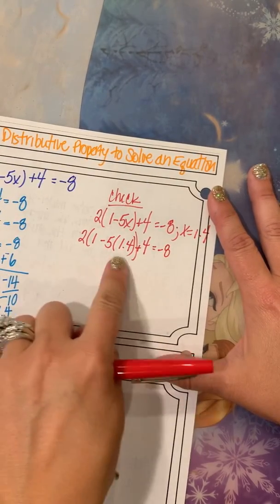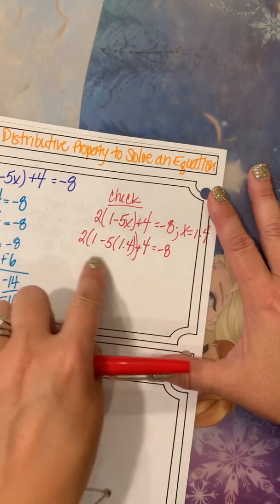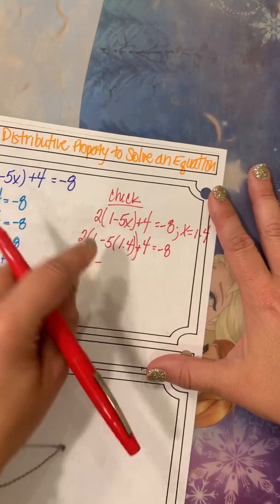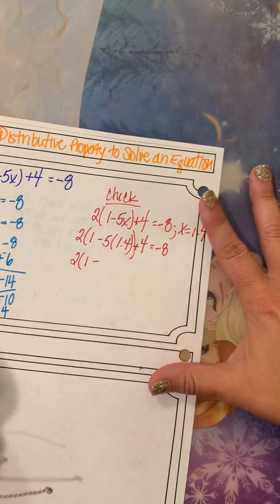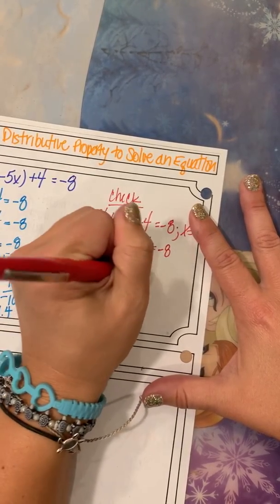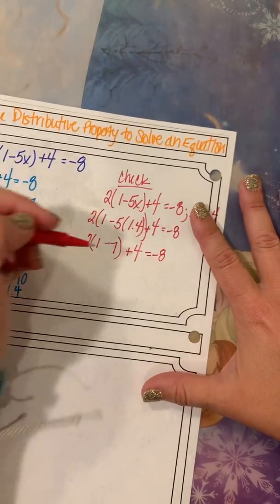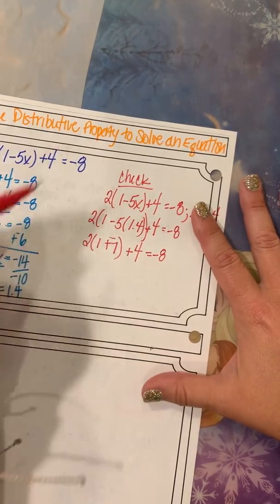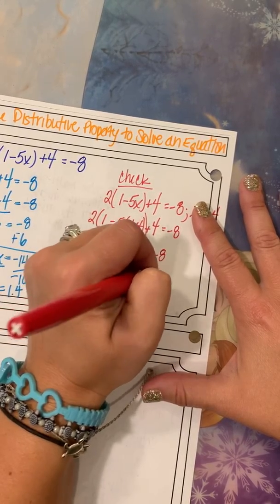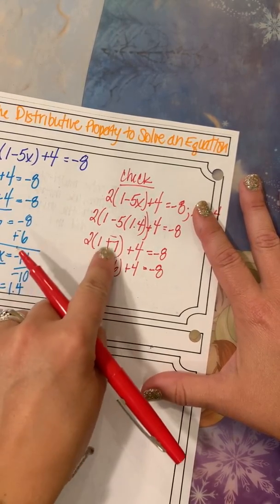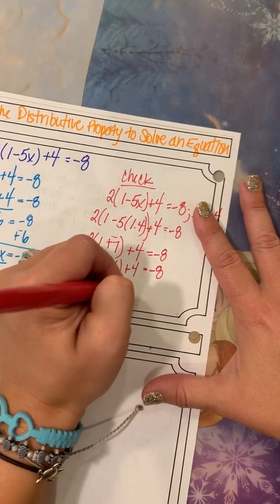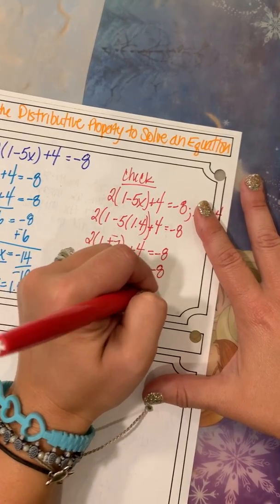So I have to do what's in my parentheses first. Within the parentheses, I have to do this multiplication first. So I'm going to bring down my 2 and my 1. Negative 5 times 1.4 is going to give me negative 7. And I bring down my plus 4 equals negative 8. So, parentheses first. So I get 2 times negative 6 plus 4 equals negative 8. How did I get negative 6? 1 plus negative 7 is negative 6. Now I have to multiply, and I get negative 12. Bring down my plus 4 equals negative 8.